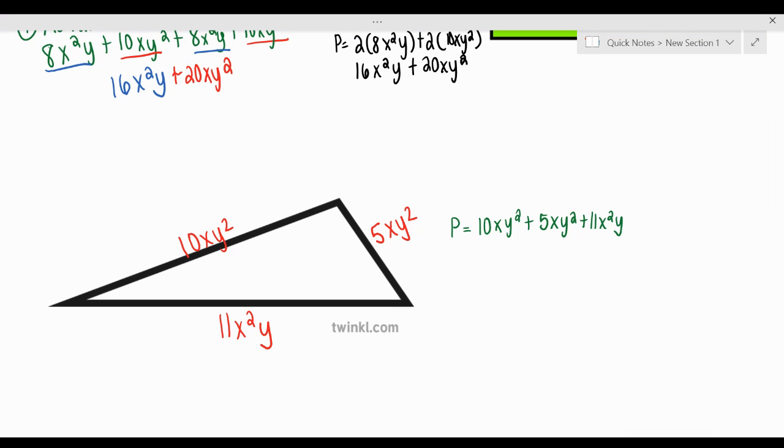And then from there, what we're going to do is we're going to add like terms. So this term and this term have the same variables with the same exponents. So it's going to give me 15xy squared. And then I'm just going to tack on the end 11x squared y. And that gives me the perimeter of our scalene obtuse triangle.